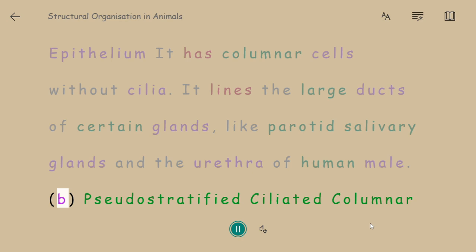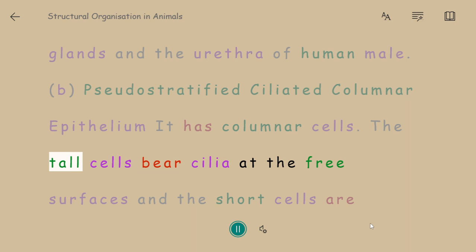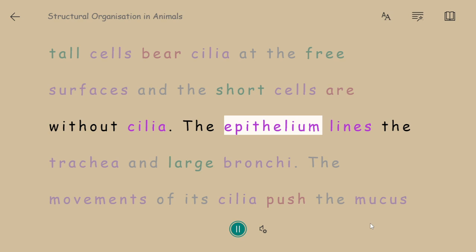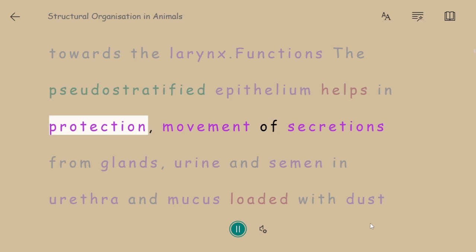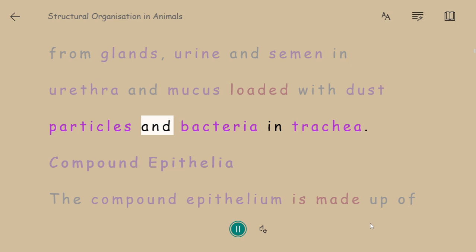B. Pseudostratified ciliated columnar epithelium. It is columnar cells. The tall cells bear cilia at the free surfaces and the short cells are without cilia. The epithelium lines the trachea and large bronchi. The movements of its cilia push the mucus laden with dust particles and bacteria towards the larynx. Functions. The pseudostratified epithelium helps in protection, movement of secretions from glands, urine and semen in urethra, and mucus loaded with dust particles and bacteria in trachea.